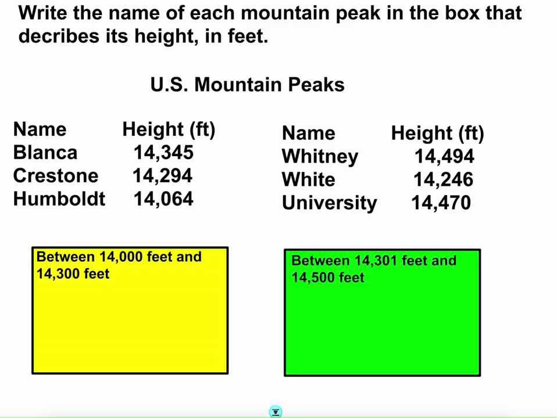And directions say write the name of each mountain peak in the box that describes its height in feet. U.S. mountain peaks. So we have the name of the mountain peak and its height is right next to it. So we have, let's see, 1, 2, 3, 4, 5, 6. So 6 peaks here, and their heights are in feet. All right, so let's see what they want me to do. And I know my direction says write the name of each mountain peak. So I have to make sure I'm writing their names.